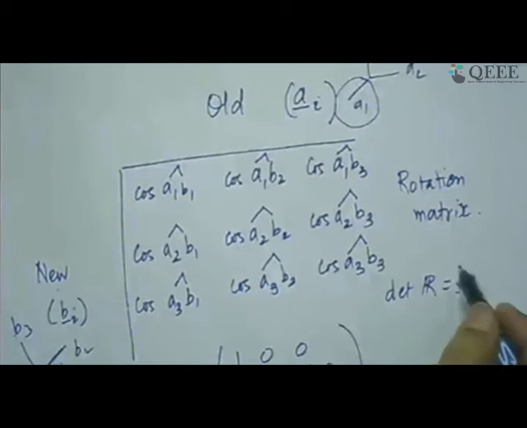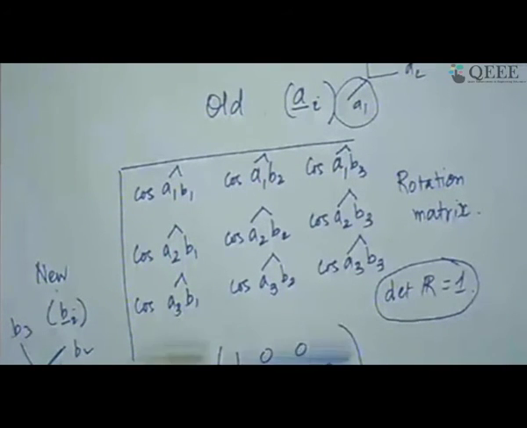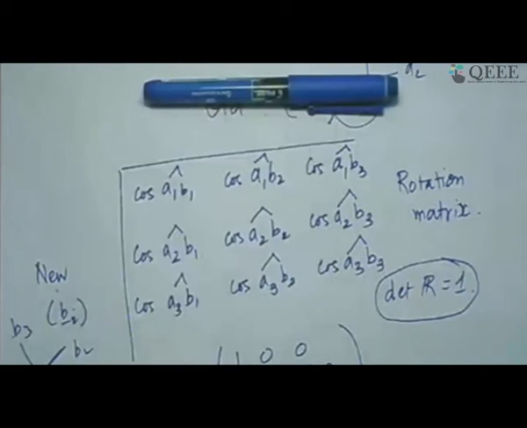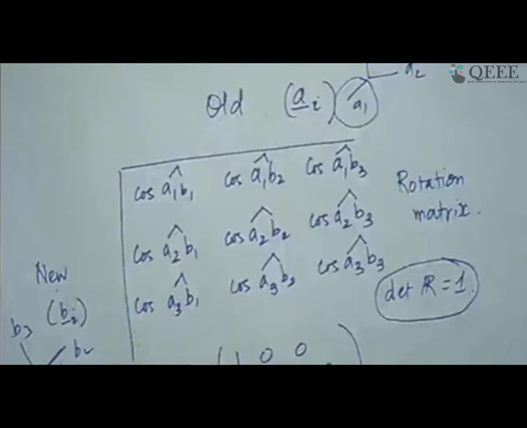This determinant is 1 because rotations generally do not produce any strain. It does not change the lengths of vectors. Rotations just leave the vectors unchanged in length. They just change their orientation, because of which the determinant will always be equal to 1. So this is the first thing. Let's go back to the slides now.